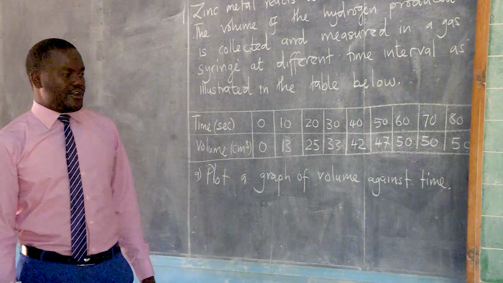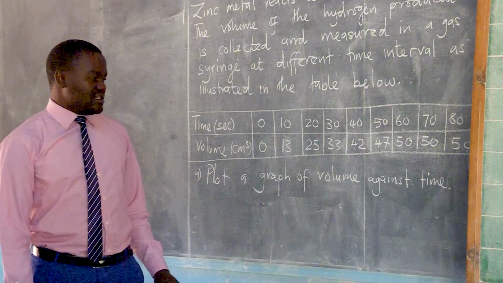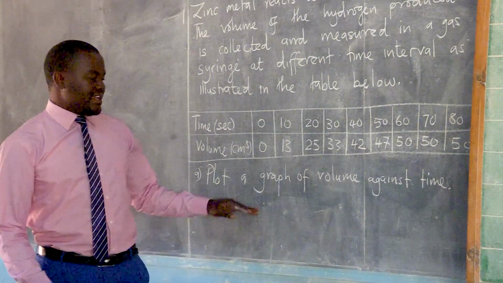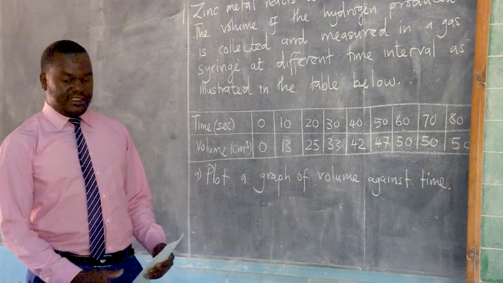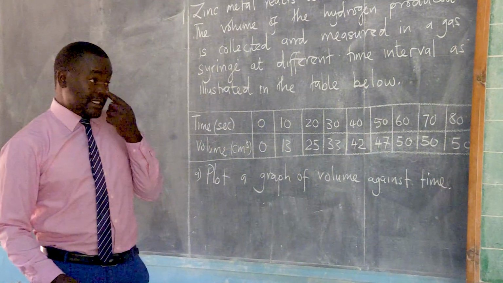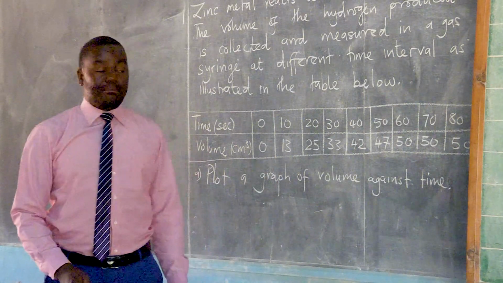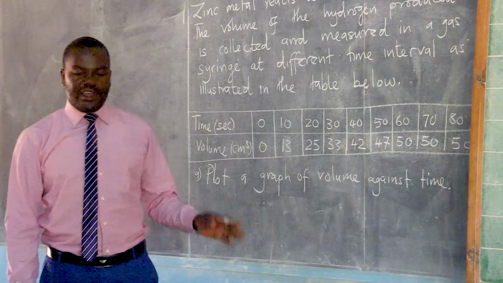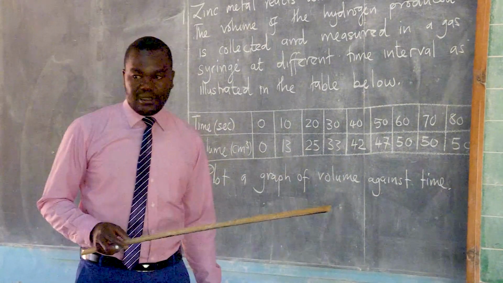Plot a graph of volume against time. What it means when we are told to plot a graph of volume against time, what we discussed was that we have to first label the axes. So we are now going to start using our graph board.